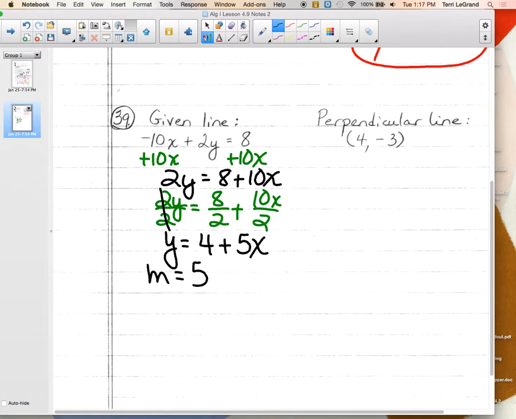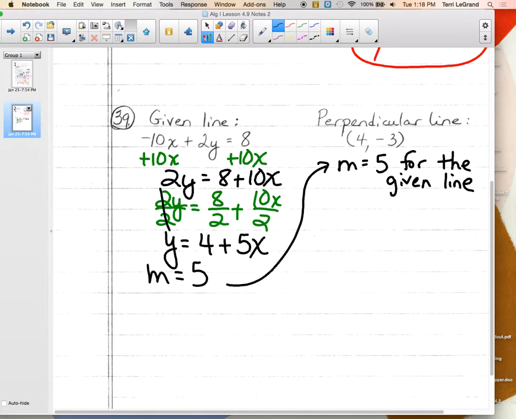So then we can find something. Yeah, you have to find the slope for the other one. The other one has to be perpendicular to it. So let's do this in our notes. Let's say m equals 5 for the given line. I want everybody to write this in your notes. Why is this such a big deal? M equals 5 for the given line.